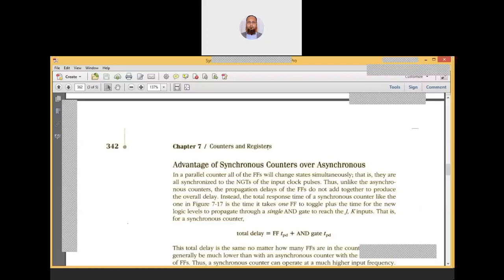As is the case in the asynchronous counters, the output of the previous flip flop goes to the clock of the next flip flop, and this continues, so that gives a ripple effect and the delays are added. If we have n flip flops in the counter, and the delay for each flip flop is t naught, then the total delay will be n t naught. So if we increase the counters, the delay will continue to increase.